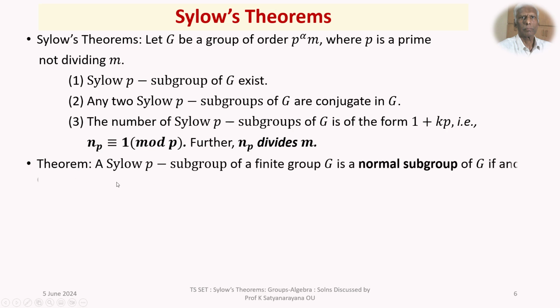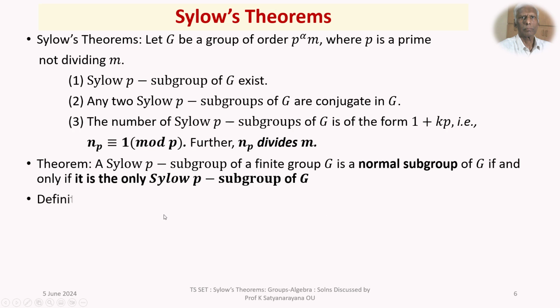Now comes when a Sylow p subgroup will be a normal subgroup. A Sylow p subgroup of a finite group G is a normal subgroup of G if and only if it is the only Sylow p subgroup of G. That means if np is equal to 1, then it will be the only Sylow p subgroup of G, then that Sylow p subgroup is normal in G.